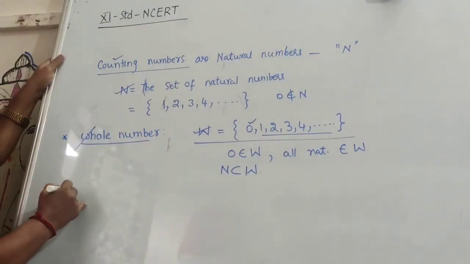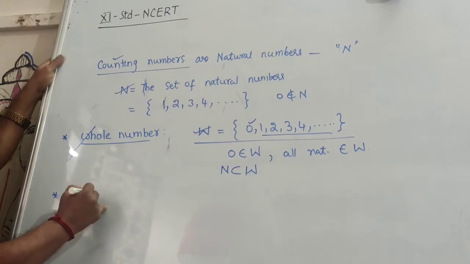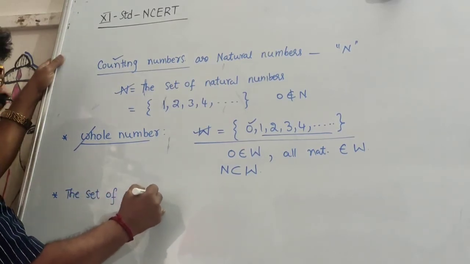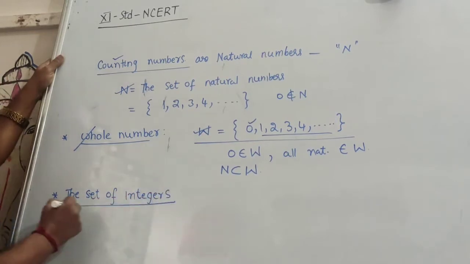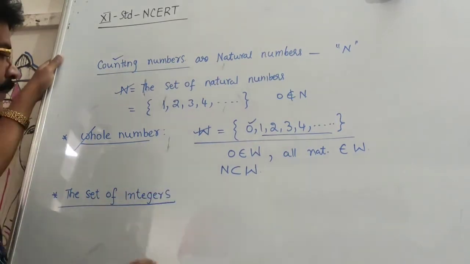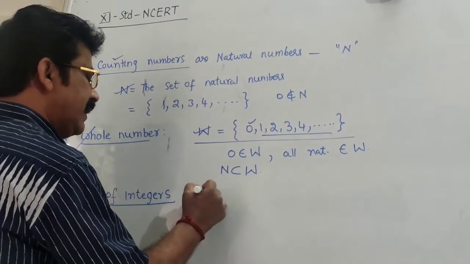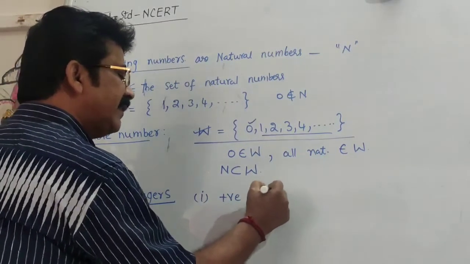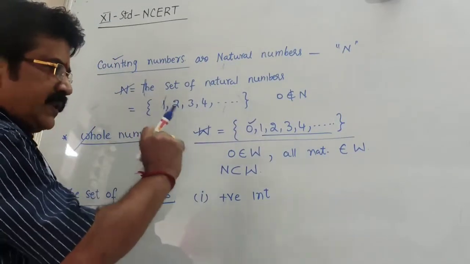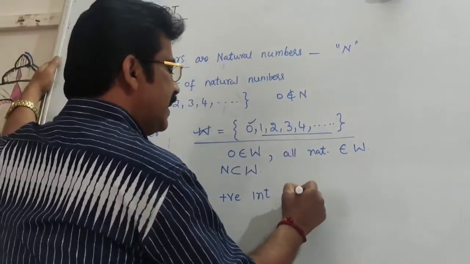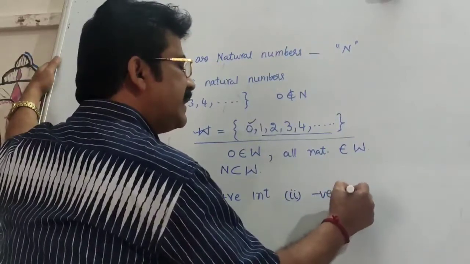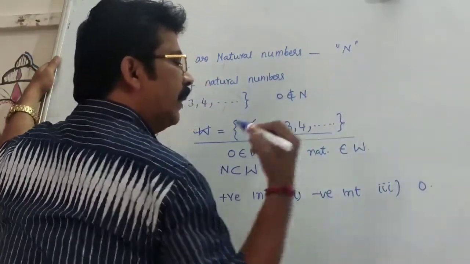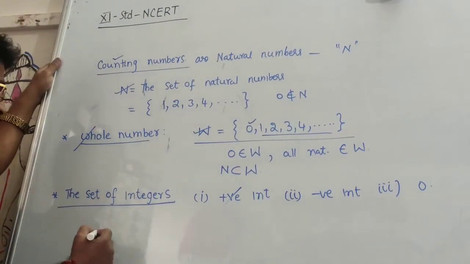Next, the set of integers. Actually, number one: first, positive integers we shall discuss. Positive integers. Next one, negative integers. Third one, 0. Okay. First, positive integers.